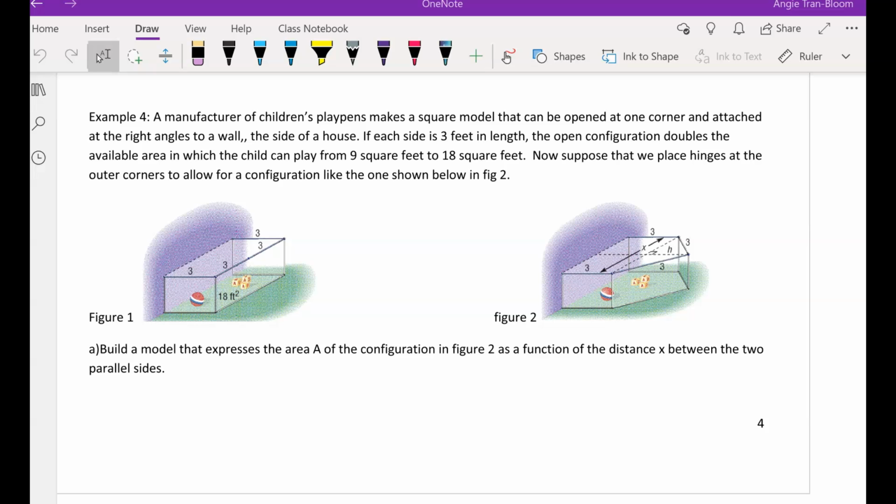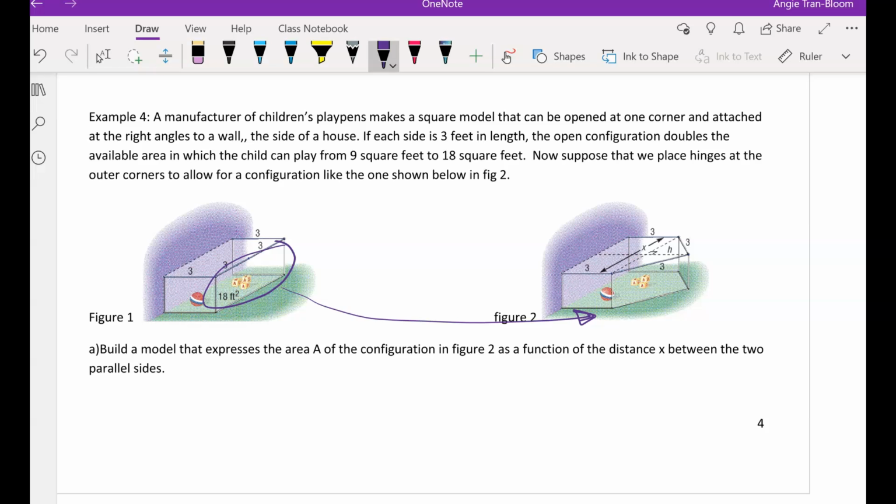Now suppose that we place hinges at the outer corner and allow for a configuration like the one shown in the next figure, figure 2. So what's going to happen is we would like to open this up and make it into this right here. Part A.